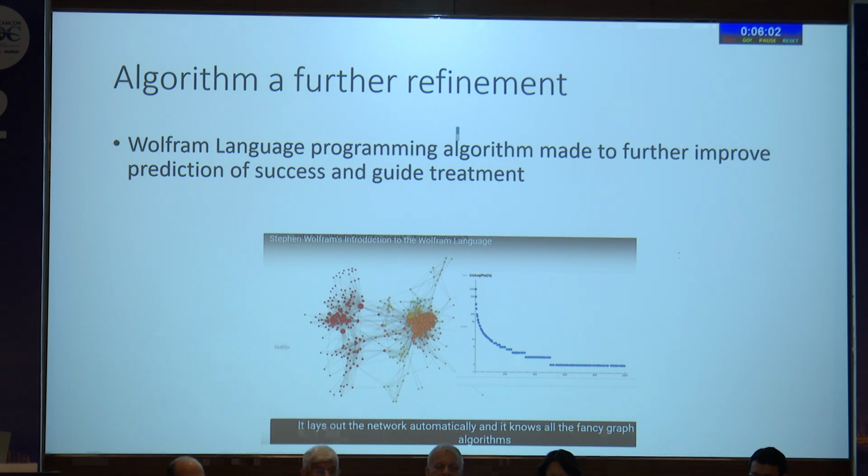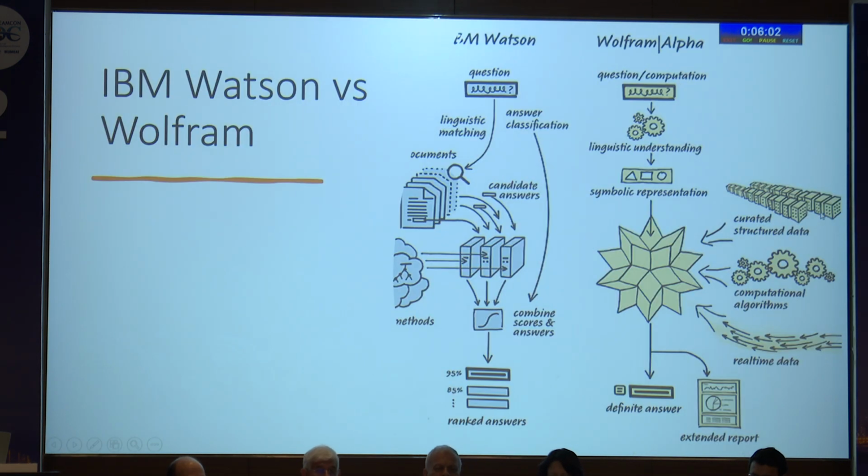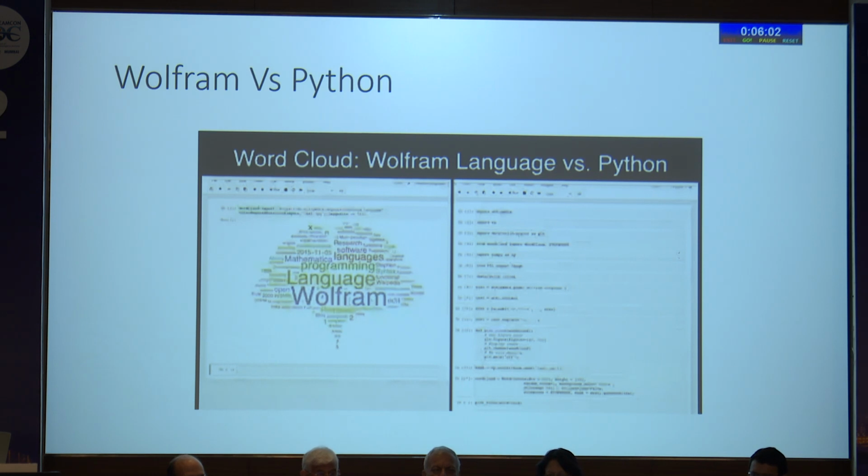Wolfram is a further refinement made to improve prediction of success and guide treatment. You use the human neuronal network, and between Watson, IBM Watson, the normal AI, and the Wolfram, there are more computational algorithms, and real-time data can be input. And you get an extended report as well as a definite answer, not just ranked answer probabilities. Like you use Python, the Wolfram cloud is much more extensive and better.